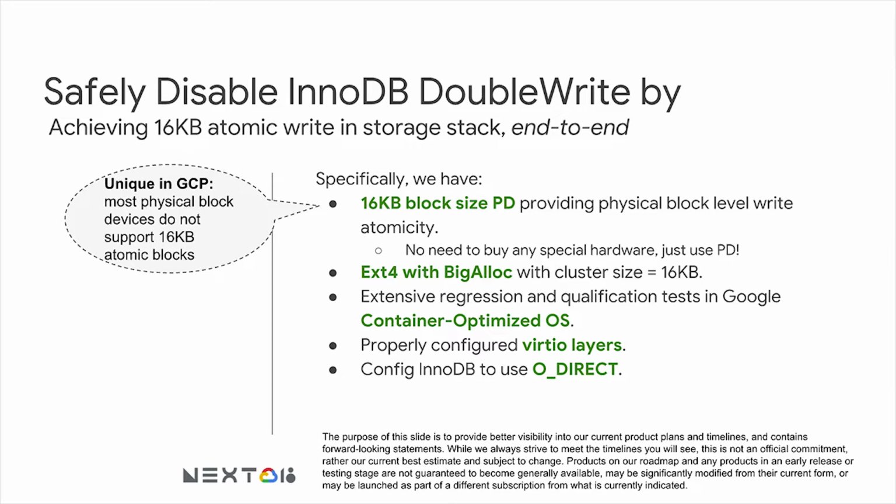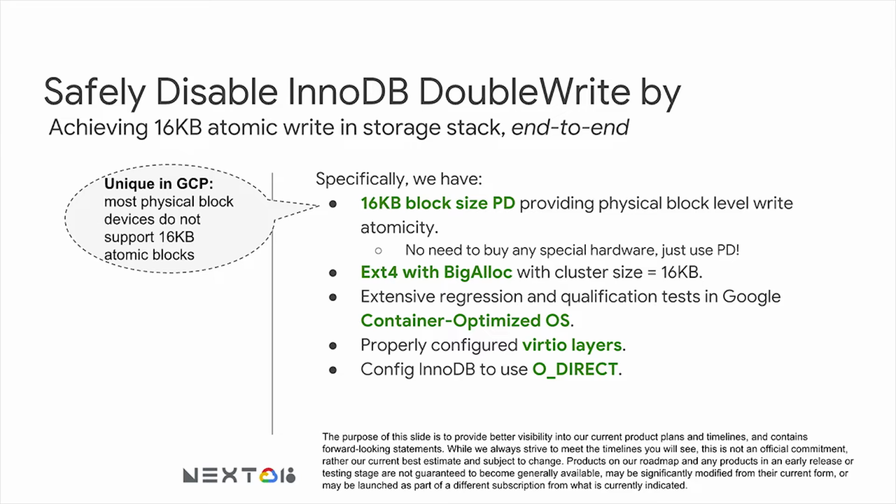The next layer of the stack, which Ted will talk about in much more detail, is that we configured and used a new innovative feature in ext4 called BigAlloc. With BigAlloc, we force the file system to allocate and align files at a 16 KB boundary. The third one is to ensure that the Linux kernel block layer and file system do not split writes at a 16 KB boundary. We worked with our Container-Optimized OS team to introduce extensive regression and qualification tests, to ensure that when upstream changes the kernel code, we catch any invariants that were broken, and we make sure that the OS itself does not break writes.